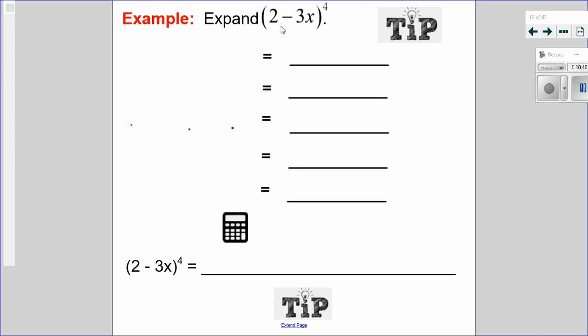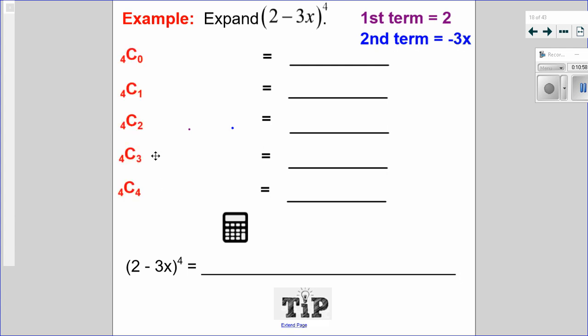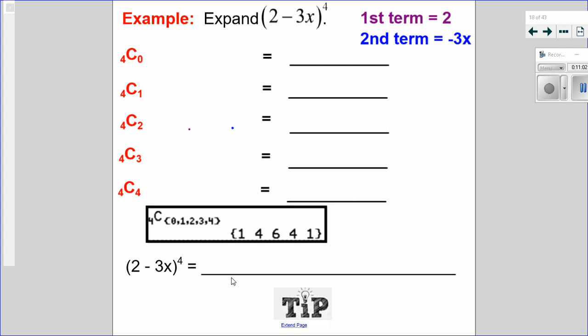So let's try one where we don't have just an x and a y, but it's the same process. In this one, my first term will be 2. My second term with the sign will be negative 3x. Since I've raised it to the exponent of 4, my coefficients will all be 4C's, 4C0 all the way up to 4C4. I can do that on my calculator, and then I know what each of my coefficients are going to be.